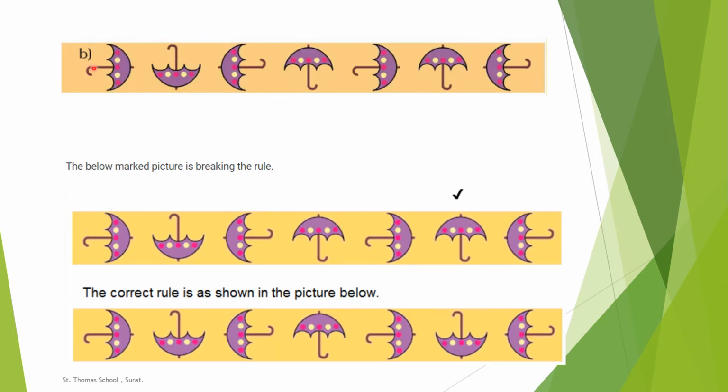Now the next is one umbrella picture that has been given to you. You can see this umbrella is facing your right hand side. Clear? Then it is going downwards. Then it is showing your left hand side. Then it is showing upwards. Then once again right hand side. Then what should be the next? It should be showing downwards. So this is showing the upward direction. So this is the picture that is breaking the rule. So you have to mark it like this.